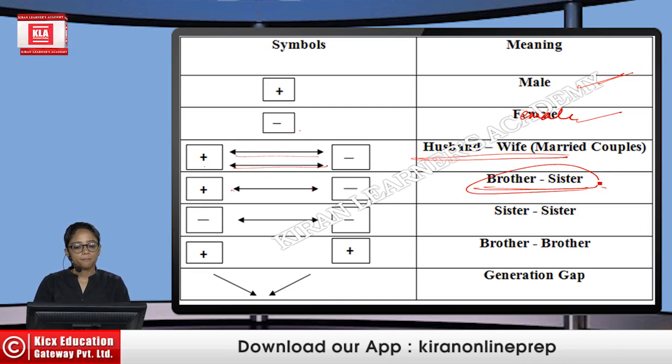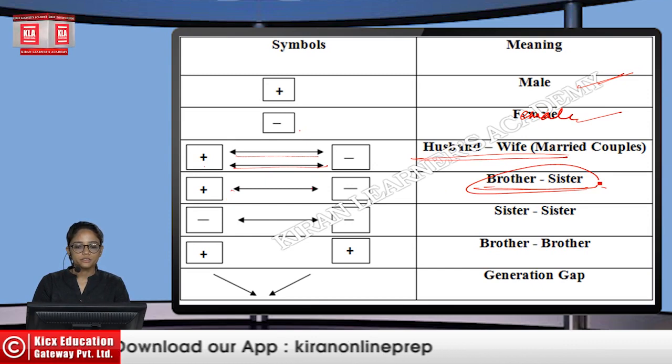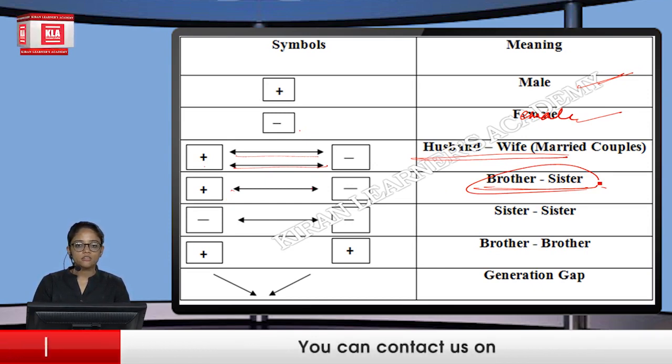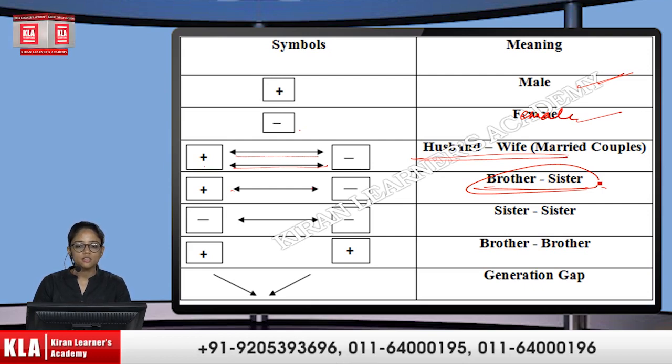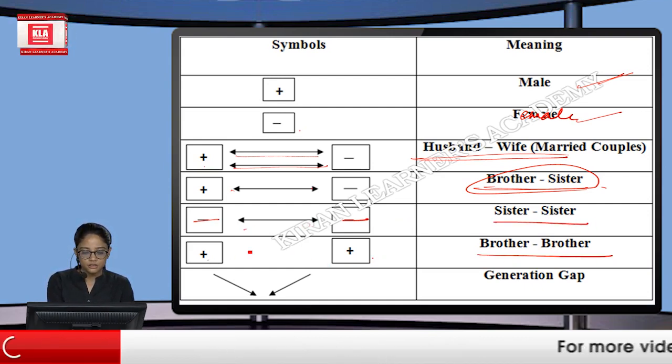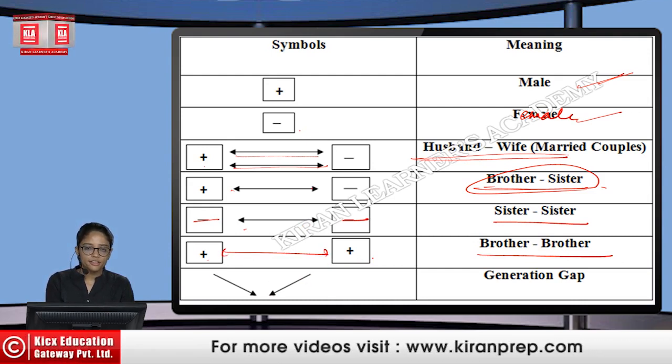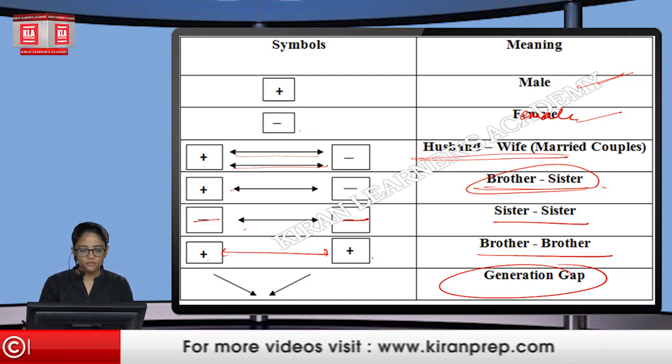Brother and sister means the person who calls your mother and father mother and father, that is your brother and sister; cousins are not counted in this. Sister and sister means two females with a negative sign, brothers with a plus sign, and a bond in between. And if we draw a downward arrow, it means a generation gap. Let's see the questions, how we are going to solve them.